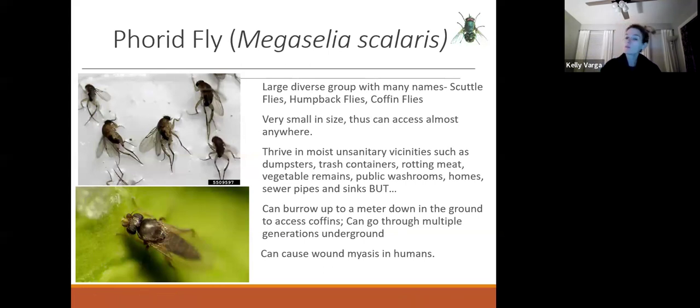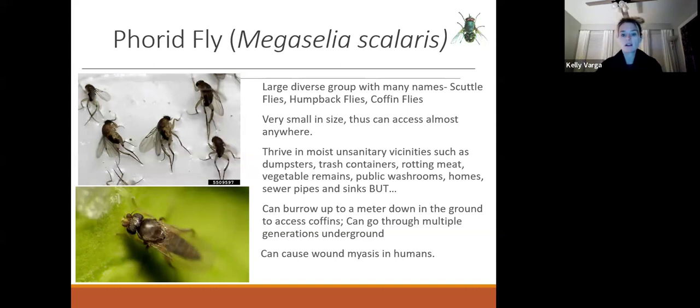They are extremely tiny, and they can burrow very, very far down and get into areas that most other flies cannot. They tend to thrive in very unsanitary conditions: dumpsters, rotting meat, sewers, drain pipes, bathroom sinks, anything that has that kind of nasty, unsanitary smell. Remember those volatile compounds, everything is going to have its pheromone attractant to those compounds. This is our gentleman for the job.